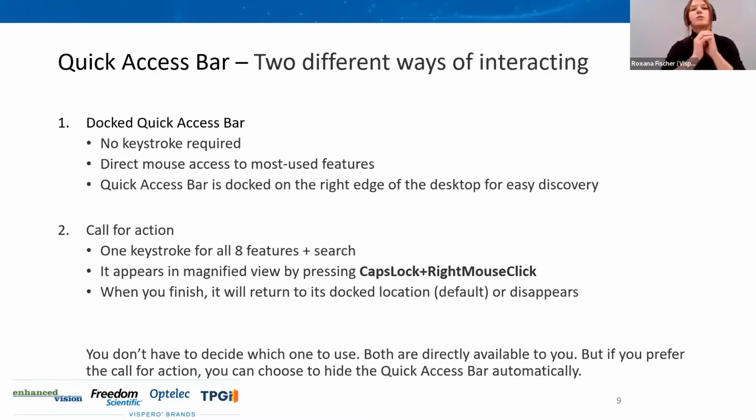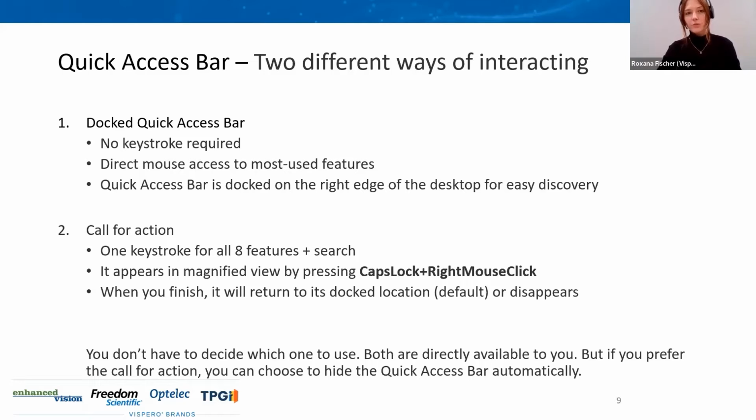The quick access bar also has two different ways of interacting that is important to mention. First, when you start it, it's in a docked state on the right screen. That makes it easy to find because you can always move with your mouse to the right side and you know it's there. And it has the other benefit that you don't need any keystroke to find it and interact with it and get direct mouse access to most used features.